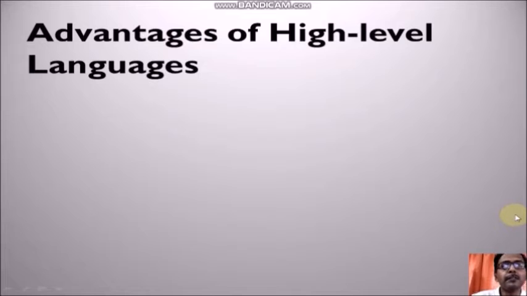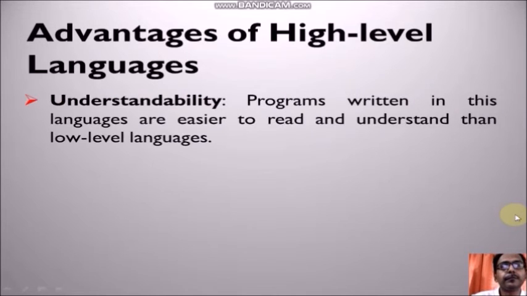Now, advantages of high level languages. First one, understandability. As we have seen earlier also, programs written in these languages are easier to read and understand than low level languages. Why? Because they use English-like words and mathematical symbols.